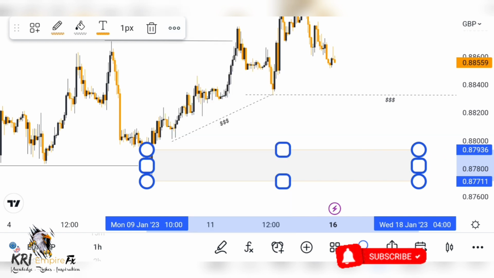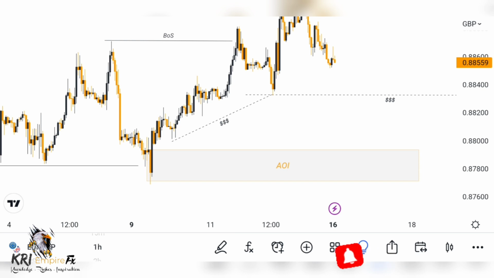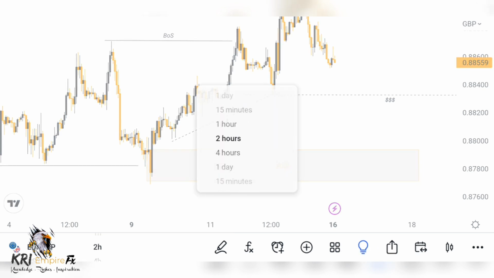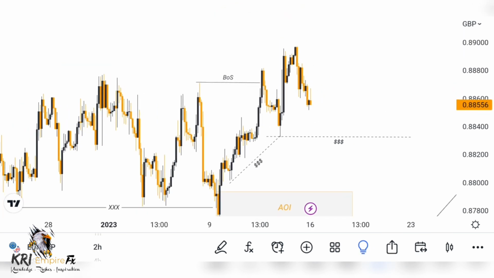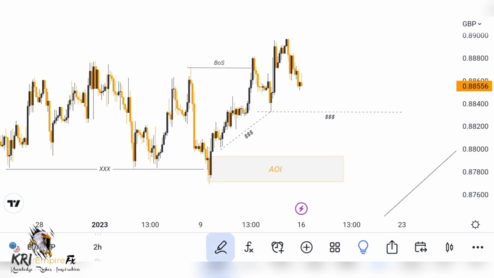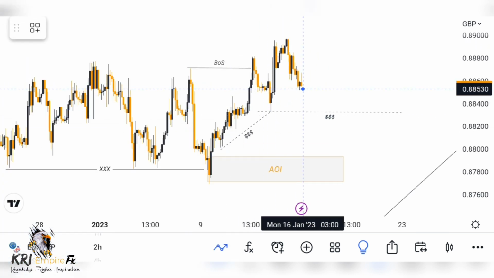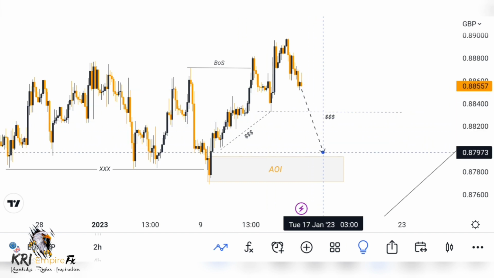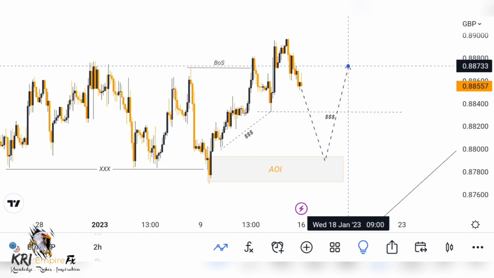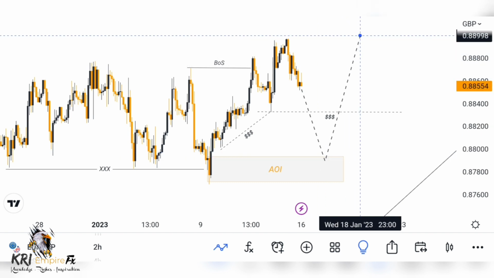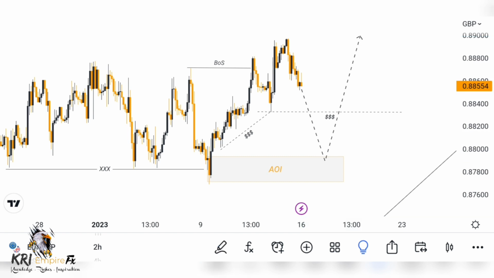point, let me just show you. Let me just move to the 2 hours so that we can have a clear view. So I will be expecting that once the market gets to this point, I will be expecting the market to push further to the upside.